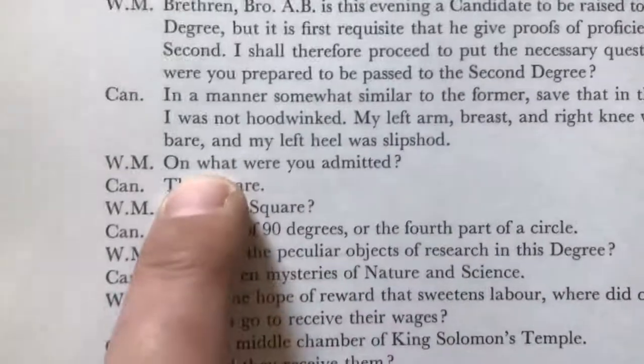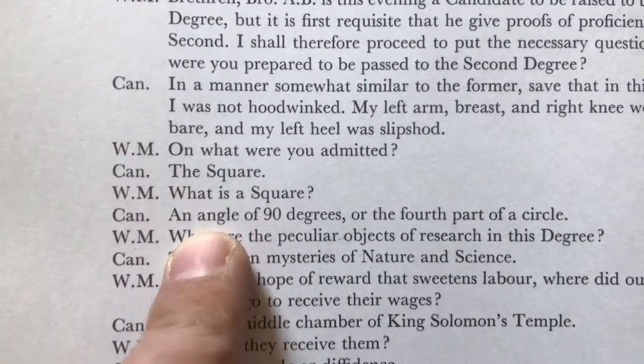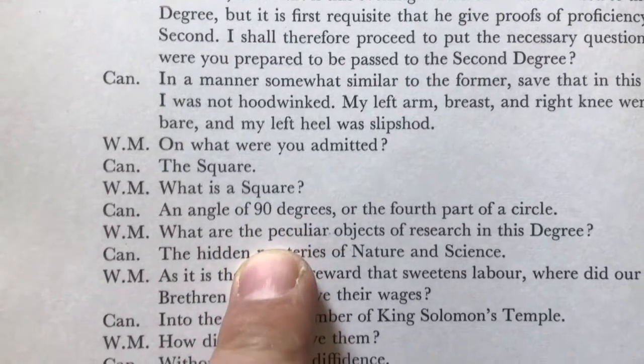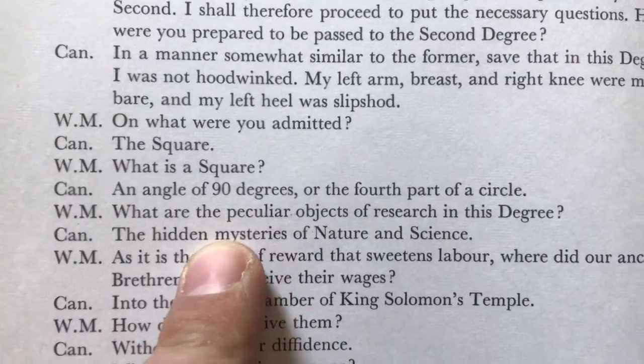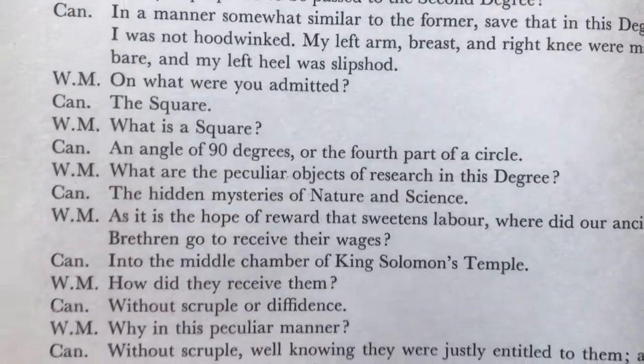What does he say? On what were you admitted? The square. What is a square? An angle of 90 degrees with the fourth part of a circle. What are the particular objects of research in this degree? The hidden mysteries of nature and science.